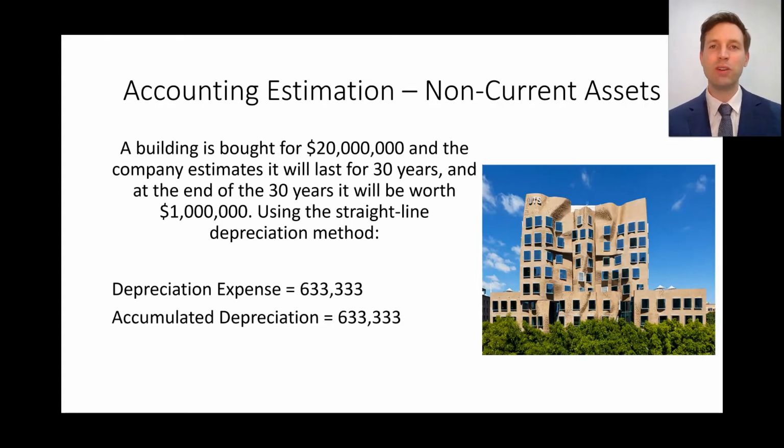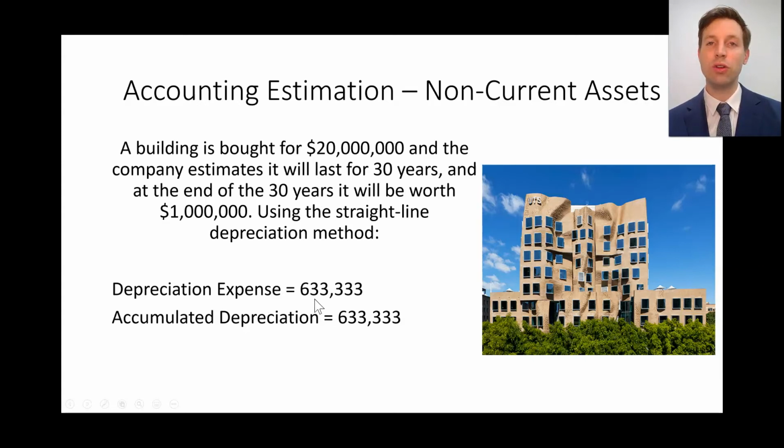If our business bought a building for $20 million and the company estimates the building will last for 30 years and at the end of the 30 years be worth $1 million in salvage value, then we could use the straight line method of depreciation to calculate what's called depreciation expense. That is an estimate of the value of the building that has been used up each year. So in this case, the depreciation expense would be $633,000 per year. We would take the $20 million purchase price. We would minus off the $1 million residual value, and that would be called the depreciable amount, and would divide that through by the 30 years we think the business will have the asset for.